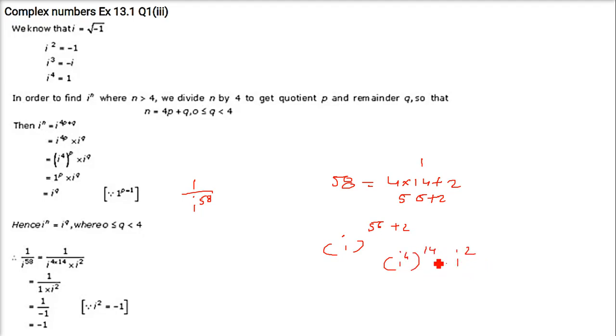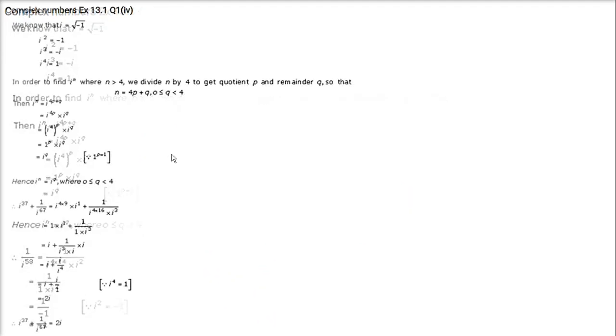And i to the power 2. So this becomes 1 by i square. i square is minus 1, but since it is in the denominator, this is 1 by minus 1. So you can multiply numerator and denominator and you will get it as minus 1. Right? So this is how you solve all the questions like this.